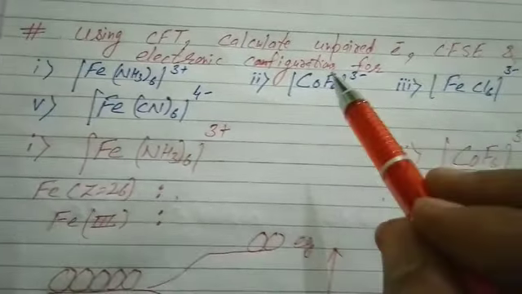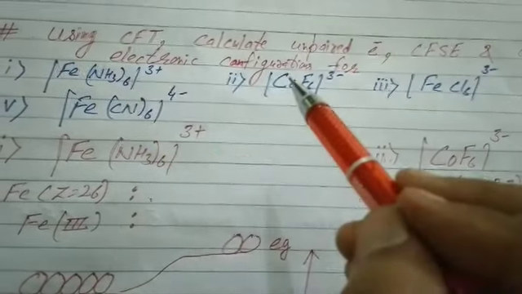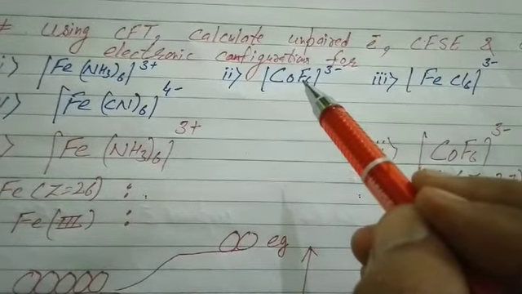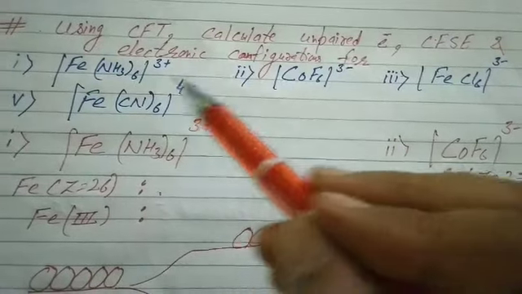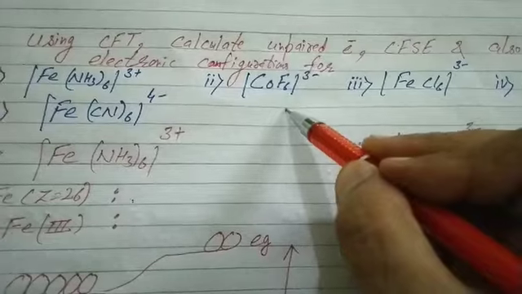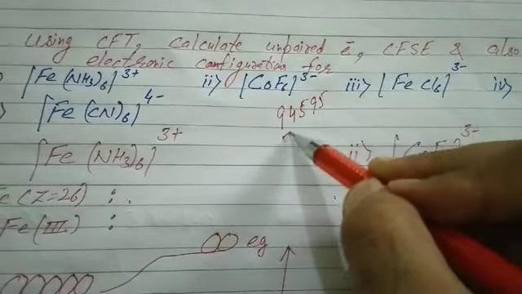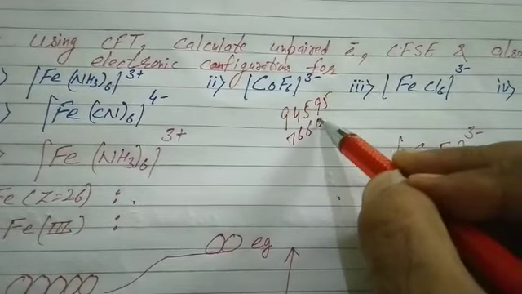Students, the complexes are mentioned. Now it is clear: for a strong field ligand, delta naught is more than P. For a weak field ligand, delta naught is less than P. I am going to solve the first and second, and the third, fourth and fifth are for your assignment. Solve them and send them for evaluation on my WhatsApp number 7495 76600.